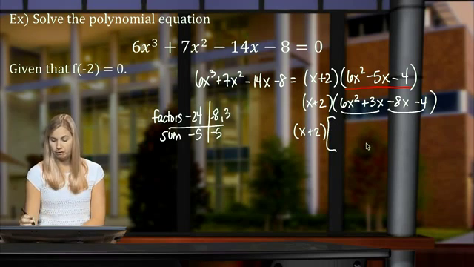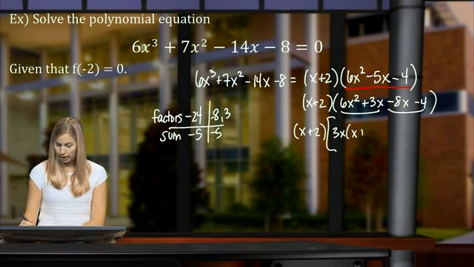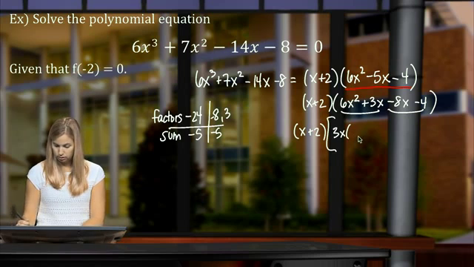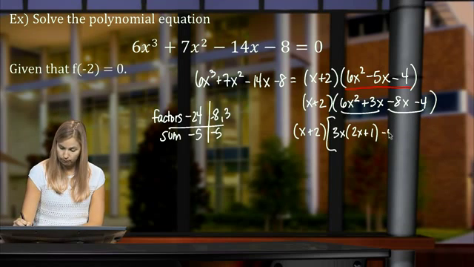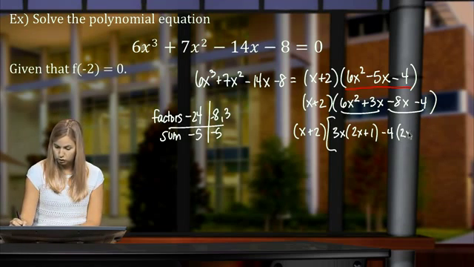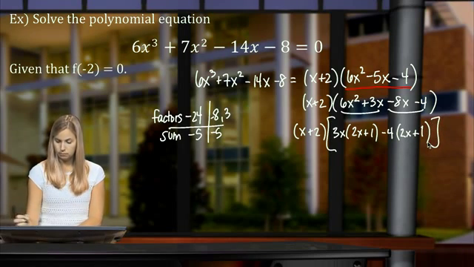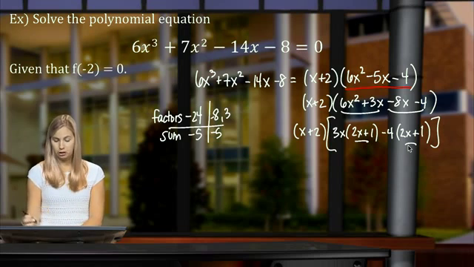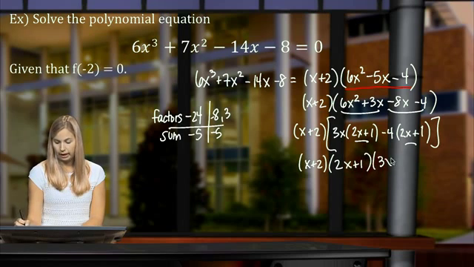From the first group, we can factor out a 3x, and we're left with 2x plus 1. And from our second group, we can factor out a negative 4, and we're left with positive 2x plus 1. We see that like factor in both, x plus 2, so we can factor that out, 2x plus 1, and our last factor is 3x minus 4.